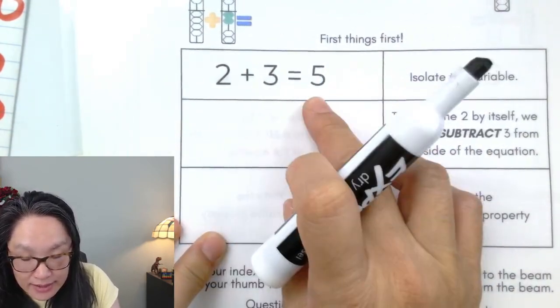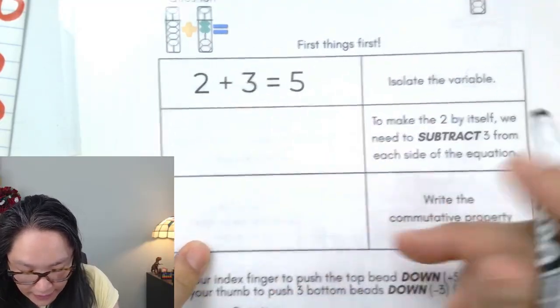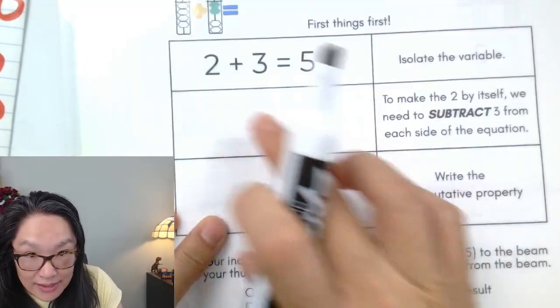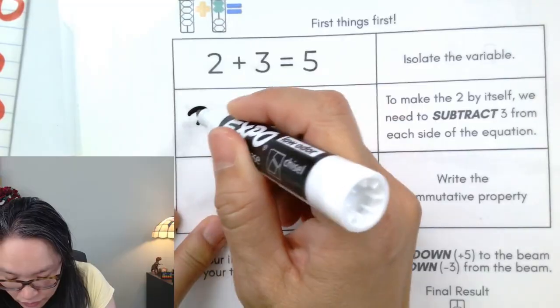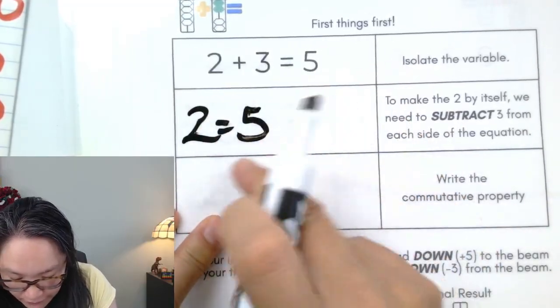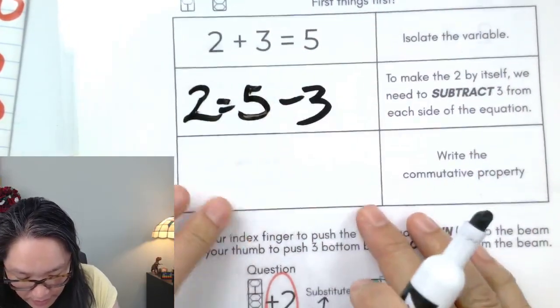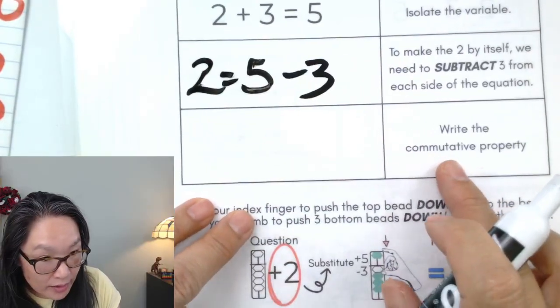So this is the idea: if I need to add the 2, I'm going to isolate the 2, so I need to do 2 is equal to 5, and then 5 is too much, I need to minus the 3, and then we can do the commutative property later.